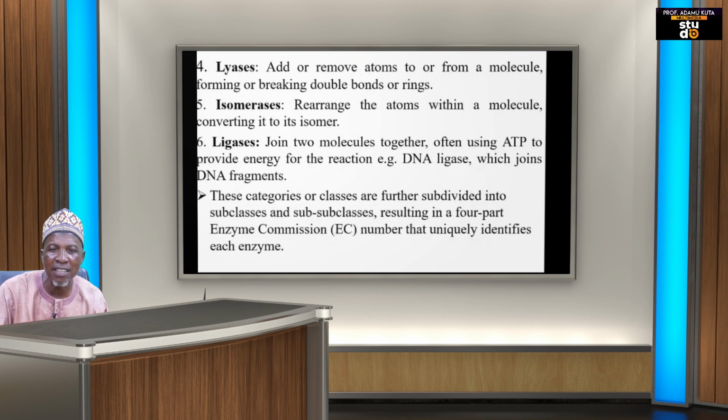So any enzyme that does this is categorized as an isomerase. We have many examples under this. We have epimerases, we have isomerases, we have stereoisomerases and all that.